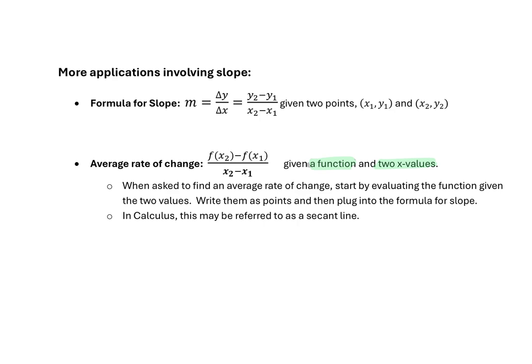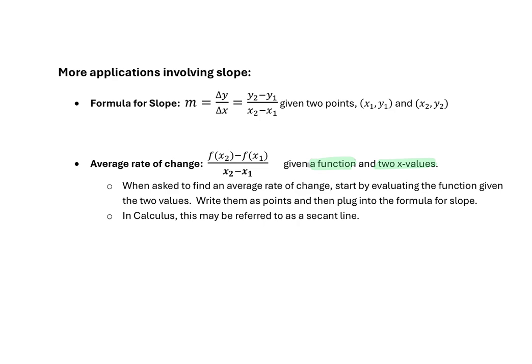So notice here, y2 is the output for x2. If we write this point in function notation, we replace our y2 with f of x2. Similarly, y1 is the output when we plug in x1, and so we replace y1 with our function notation, f of x1.